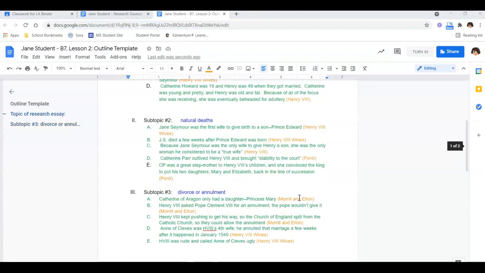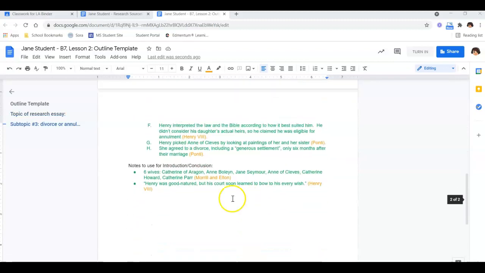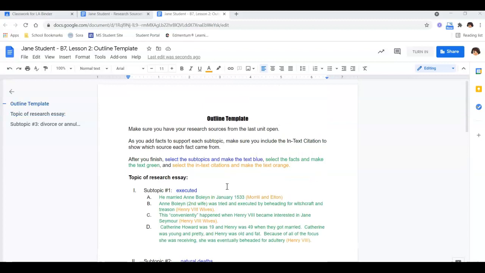Okay, so now you can see I have all of my information. It's organized by subtopic. I've done my color coding so that I know that every single fact has an in-text citation. There were a couple of facts that I didn't really fit into any of the subtopics. They were kind of general facts. And so I put those just kind of separately for me to use maybe in my introduction or conclusion. So once your outline looks just like this, you can go ahead, grab the link to your outline, and turn it in OdysseyWare.